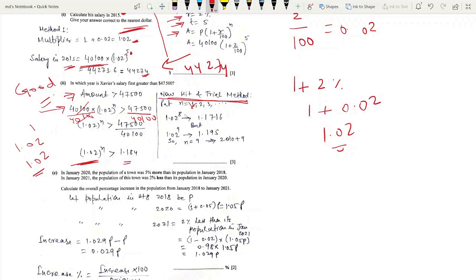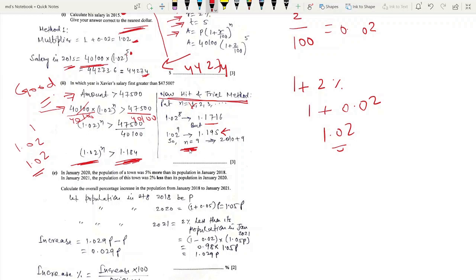When I put n equals 8, I got 1.02 to the power 8, which is 1.1716, which is not greater than 1.184, but it is very close to 1.184, right? So now I am getting some idea. My answer is very close to n equals 8, but I don't know whether 9 will be the answer or 10. So again I checked, I put n equals 9, and I found 1.02 to the power 9 is 1.195, right? And 1.195 is greater than 1.184. It means n equals 9 is the first value of n which will satisfy this condition. So n equals 9 will be the answer.